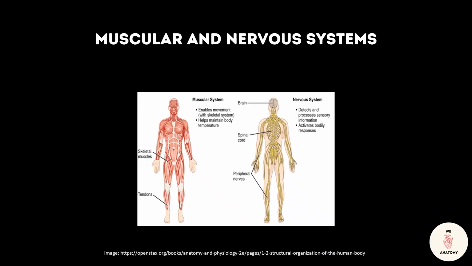On the right, we see the nervous system, which is comprised of the brain, the spinal cord, and nerves. The nervous system is important in processing sensory information and issuing motor commands. It also drives the responses of our body, such as digestion, heart and respiratory rate, and more.